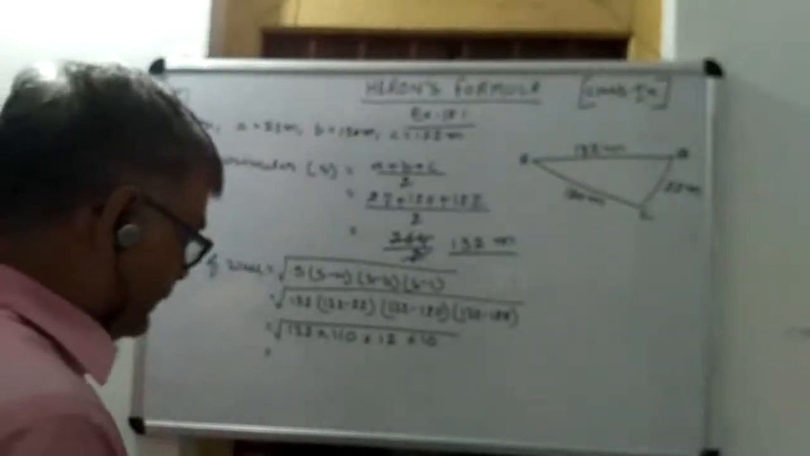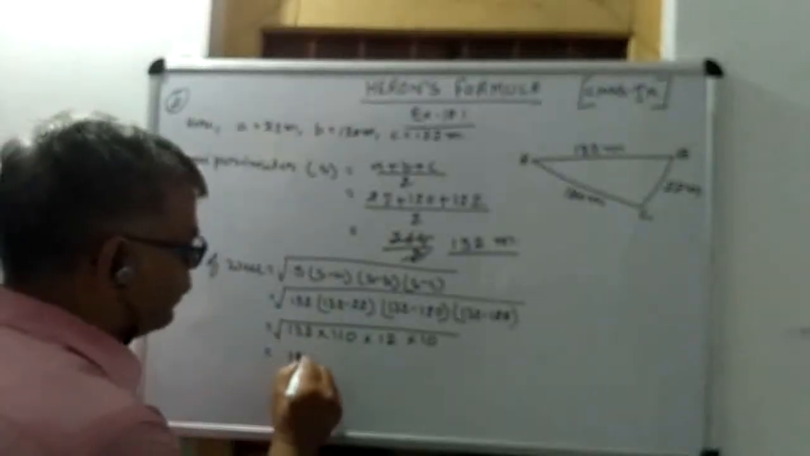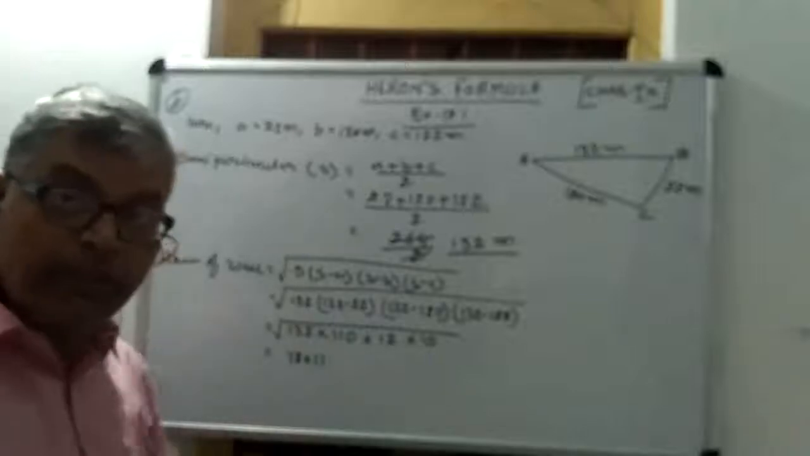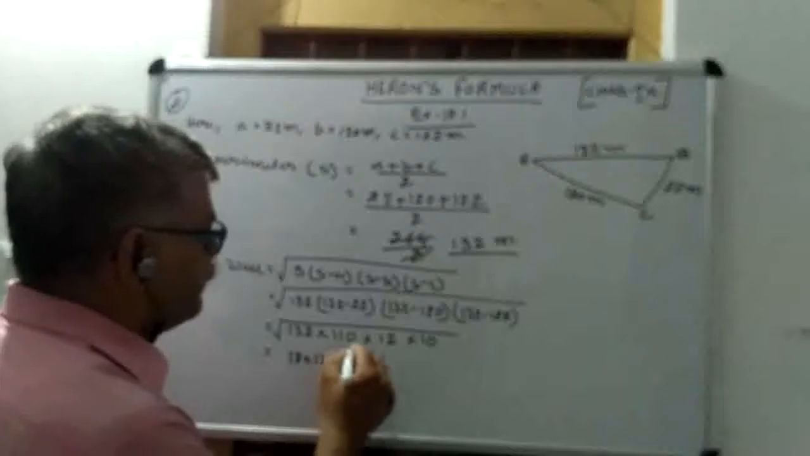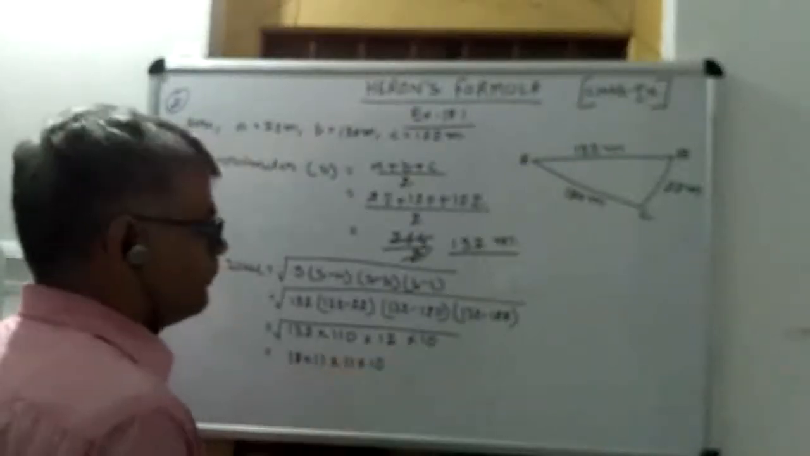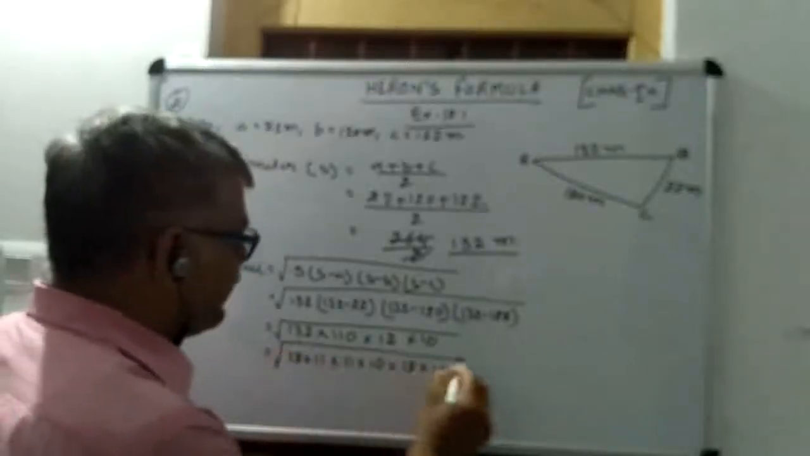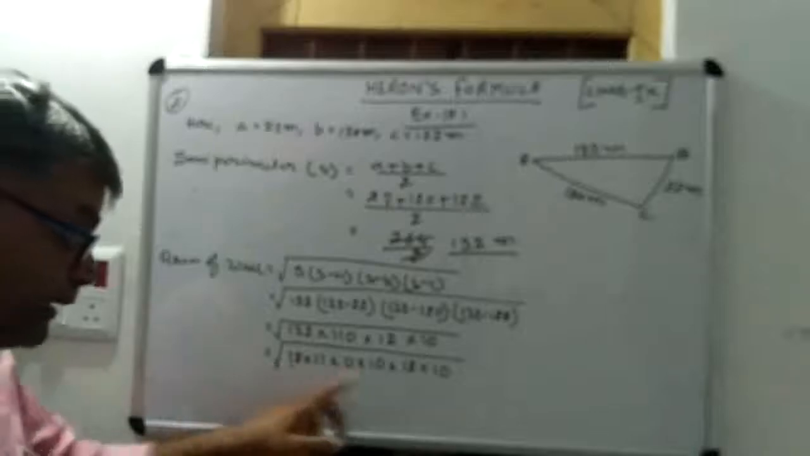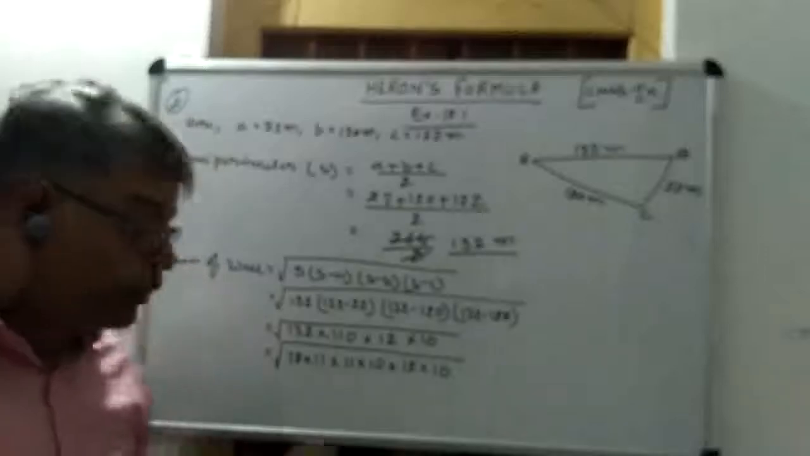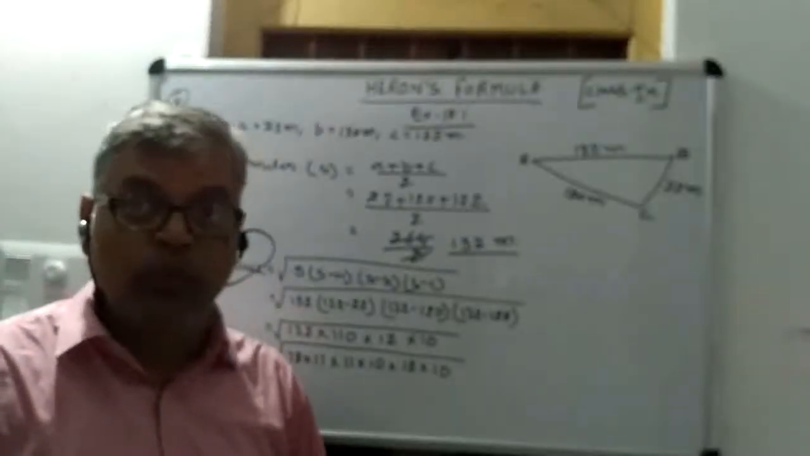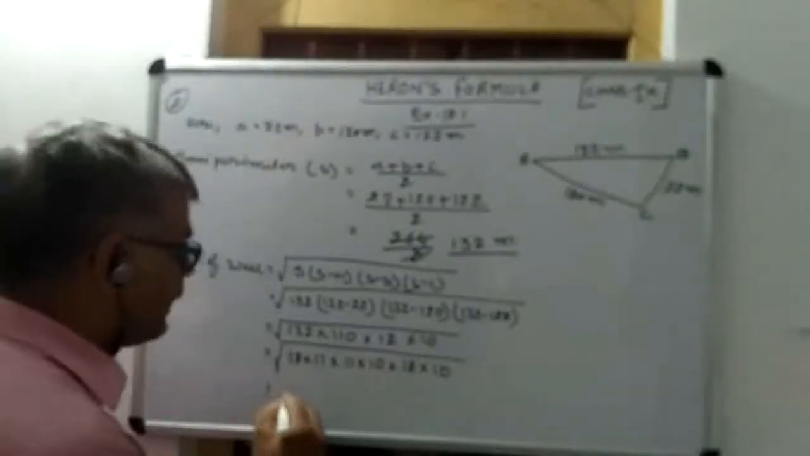So we can write 132 as 12 into 11, because 12 into 11 equals 132, and for 110 we write 11 into 10, and leave this 12 and 10 as they are. Now you see that 12 is in a pair, 11 is in a pair, and 10 is also in a pair. So all the numbers under the root are in pairs.